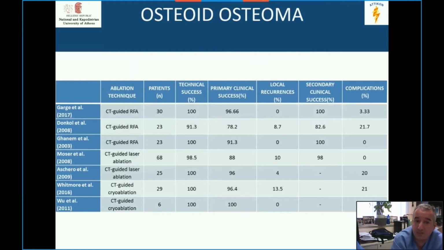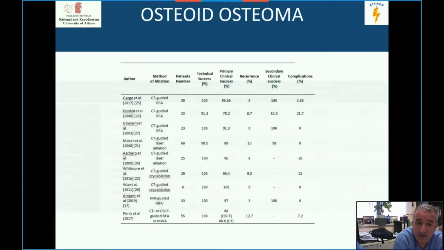If we focus on the pediatric population, in children you have certain studies, one from 2008 with 68 patients, once again reporting very high rates of primary clinical success with very low rates of complications and local recurrences. Even in the literature, you can find numerous studies using, apart from radiofrequency, laser, cryoablation, MR-guided HIFU, either computed tomography or cone beam CT.